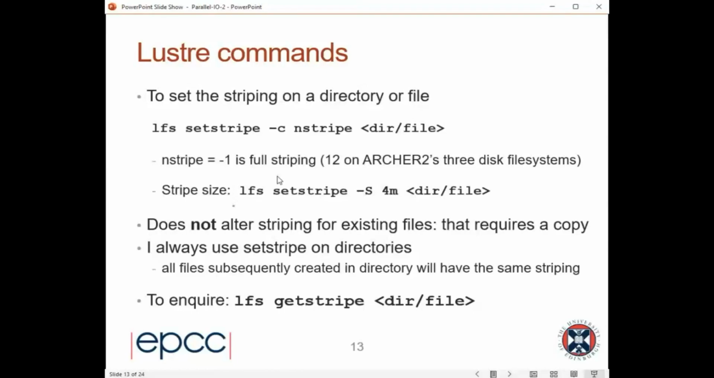You can set the striping on a file or a directory. I tend to set the striping on a directory. I say, look, I'm going to do large parallel I/O for this program. It's all going to go to the output directory. I will set the striping on that directory. All files subsequently created in the directory will have the same striping. So that's the way the exercise works. You can inquire about a file with lfs getstripe.